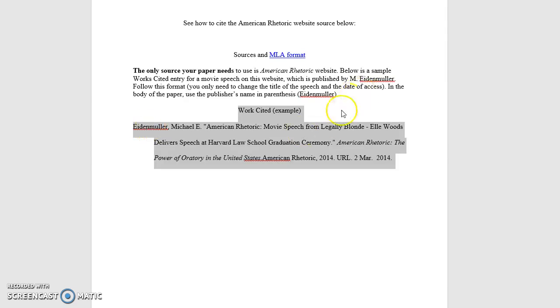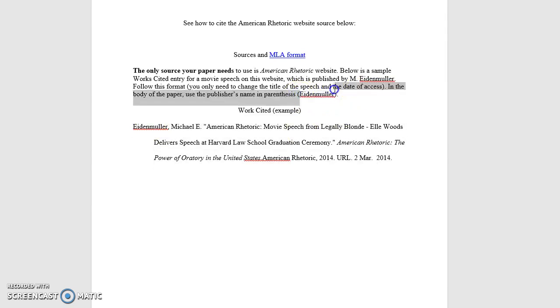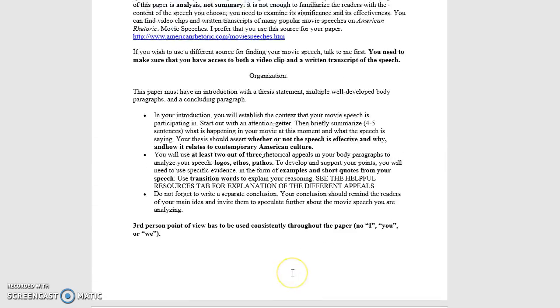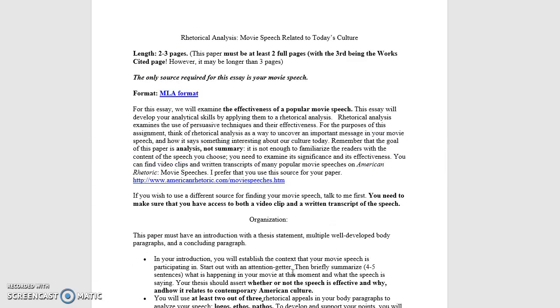Then when citing this source using quotes, it needs to look like this. Okay? So, if you have any questions or concerns, please don't hesitate to email me or call me. Just understand that we are not analyzing or summarizing a movie. We are looking at a movie speech and its effectiveness or lack thereof.